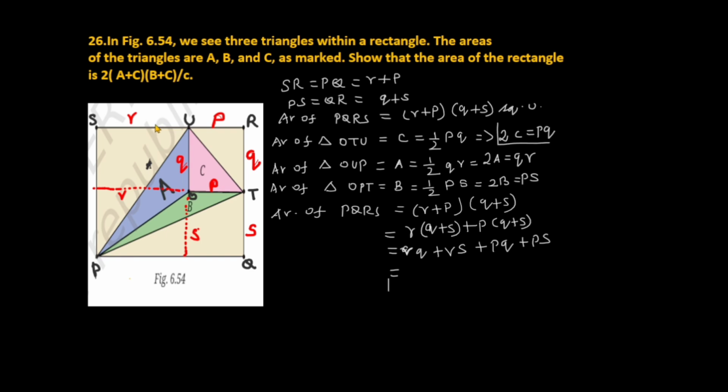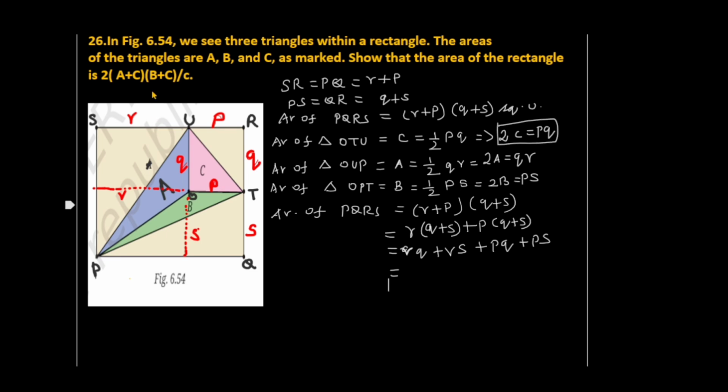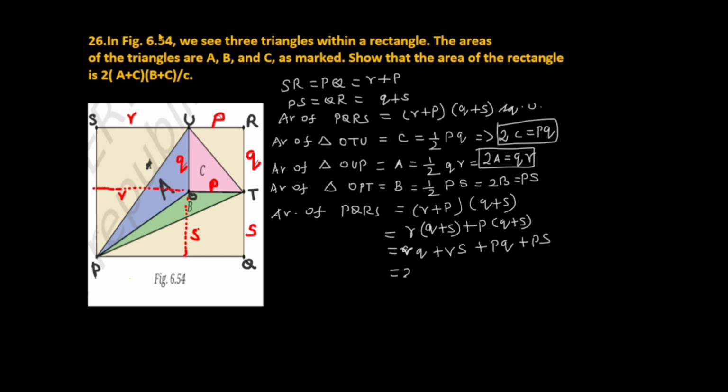One is 2C is equal to PQ. So where is PQ, we can replace 2C, and 2A is equal to QR. So we are having QR. First RQ or QR, both are same. Instead of that, we can replace 2A, and 2B is equal to PS. We are not at all having RS, so keep RS as it is. Instead of PQ, we can replace 2C. Instead of PS, we can replace 2B.